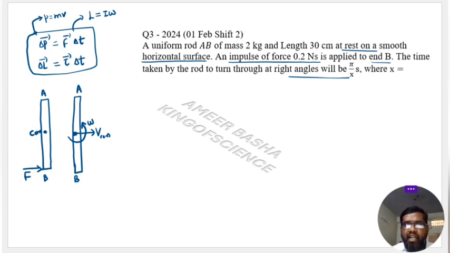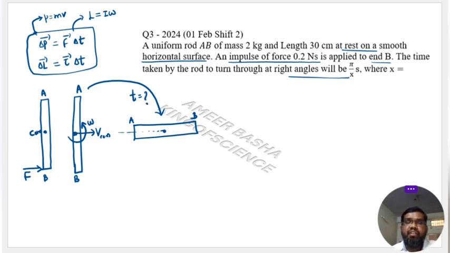It translates and also rotates. After some time the scenario will be something like this. While it translates as well as rotates, it turns through 90 degrees, so the vertical rod becomes horizontal. This is point A and this is point B. How much time does it take to go from this state to this state? This time interval is what I need to calculate.